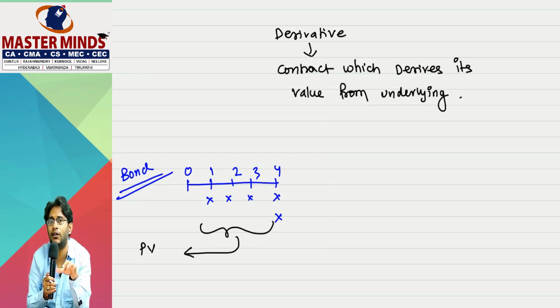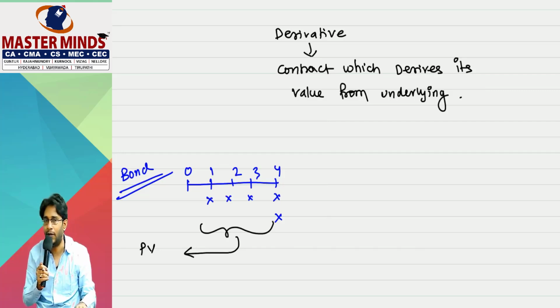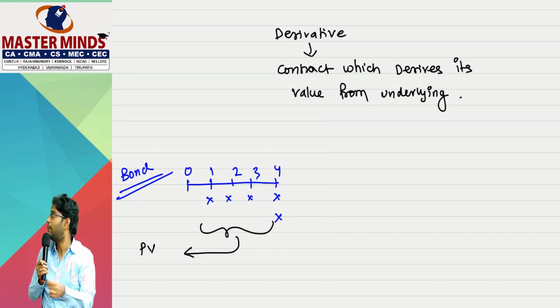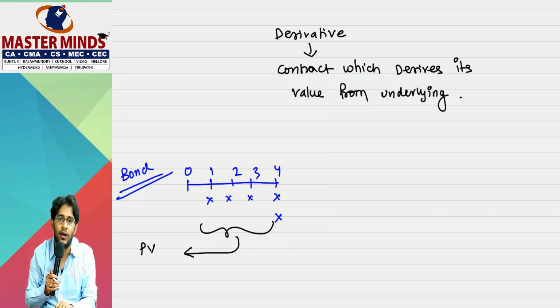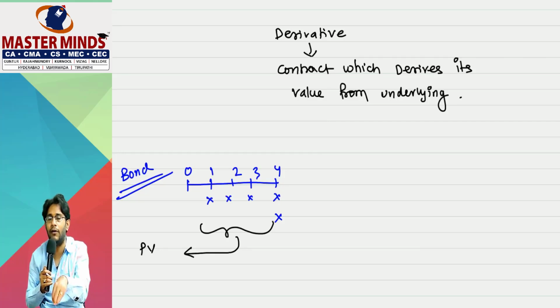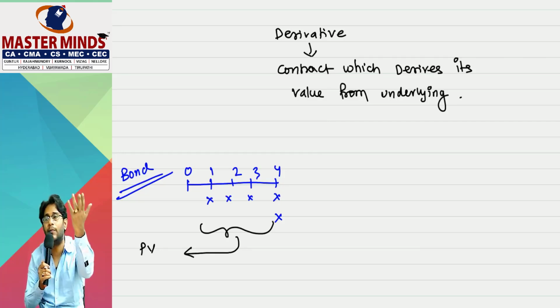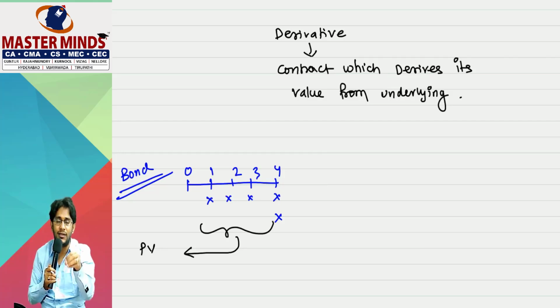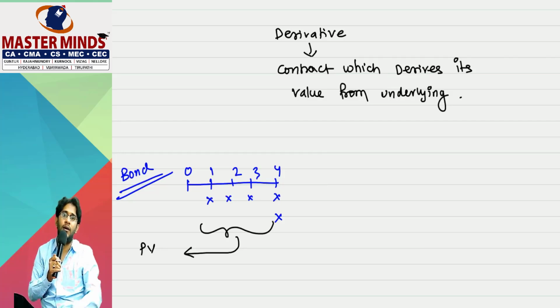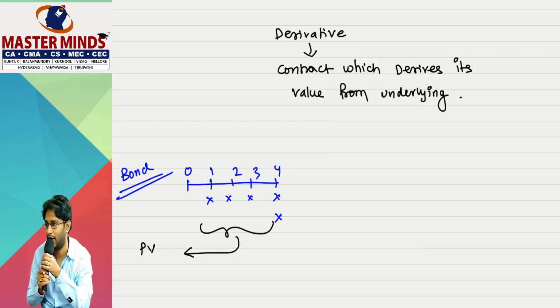Here, the bond's value is based on what? The bond's cash flows. Isn't it? That means what cash flows the bond will give you, based on that I am valuing the bond. But the derivative's value is not valued like that. The derivative's measurement or worth is based on something else. Since something else is deciding what is the gain or loss in this contract, therefore, a contract is called a derivative.